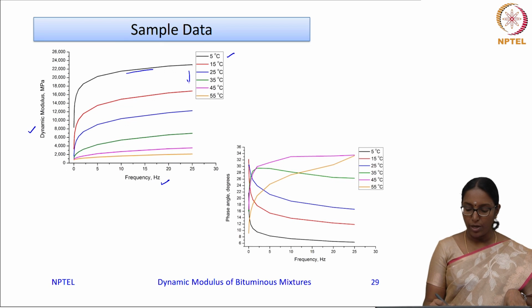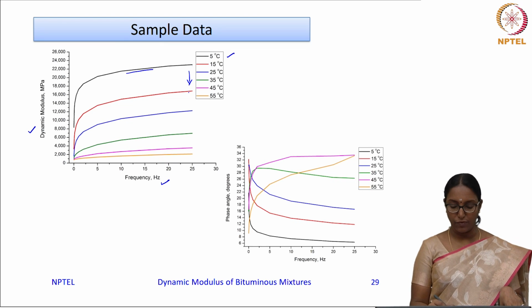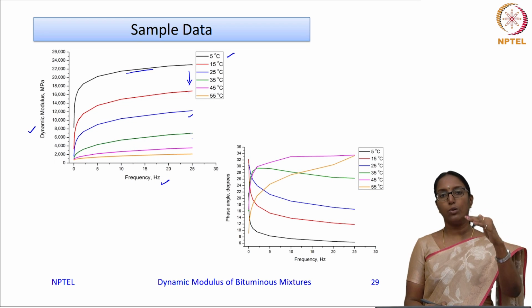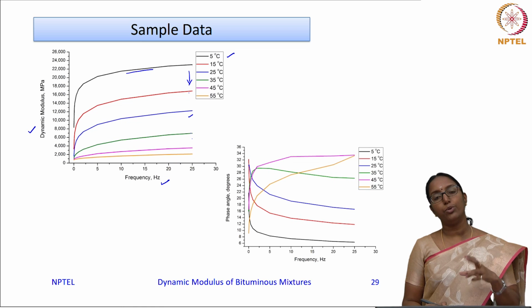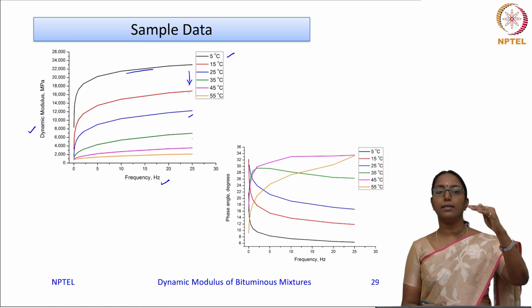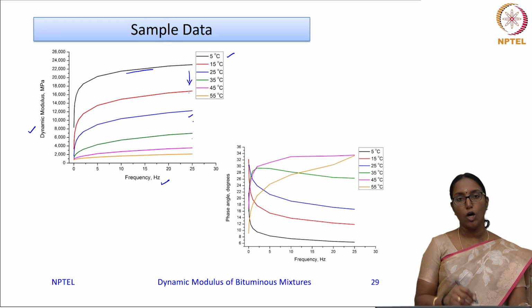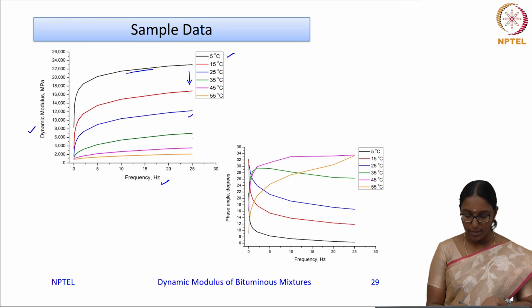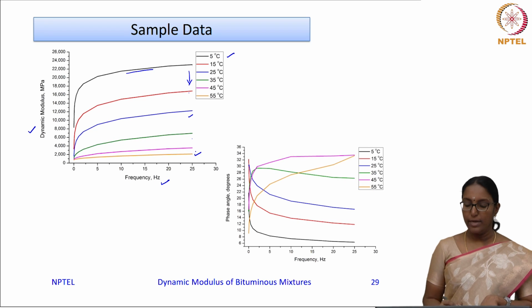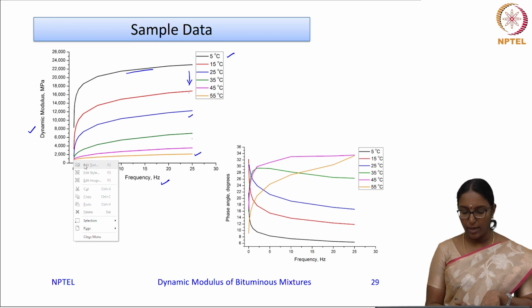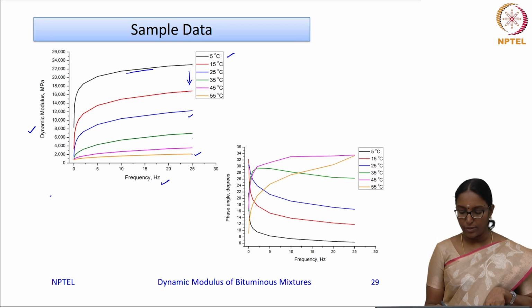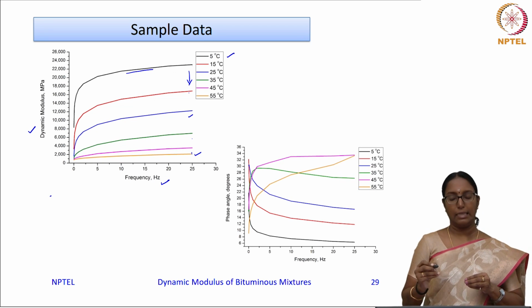As we go to higher temperature, say this is 15 degrees Celsius, this is 25, this is 35 and so on. As we go to higher and higher temperatures, you see that the modulus value has decreased, which is quite obvious. And in all these cases, you can see here, the last one is for a temperature of 55 degrees Celsius. You start with a 0.01 frequency, and then as you go to higher frequency, it has slightly increased.